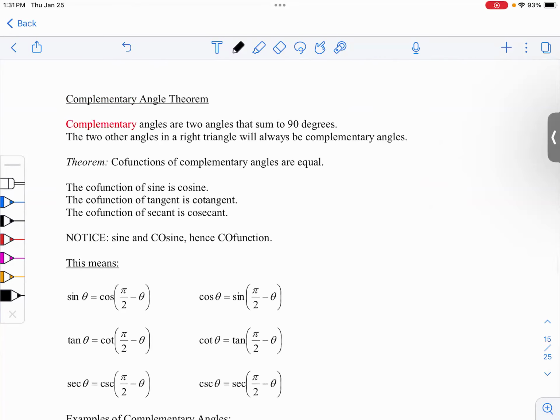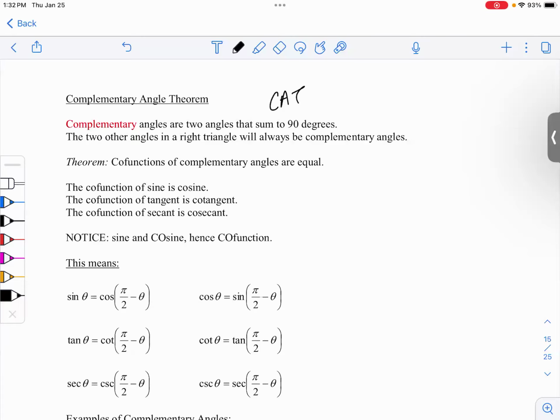All right. Another big theorem we use is the complementary angle theorem, which most of the time when we use this, we call CAT. This comes down to the concept that complementary angles, by definition, are two angles that sum to 90 degrees. If I know I have a right triangle and one angle is 60 degrees, the other angle is then 30 degrees.